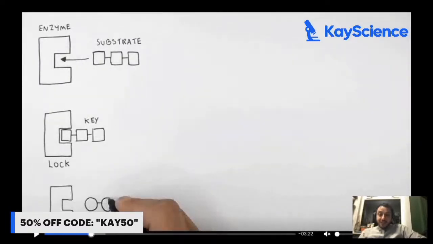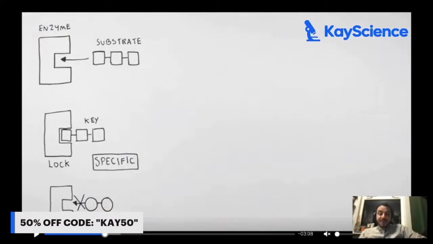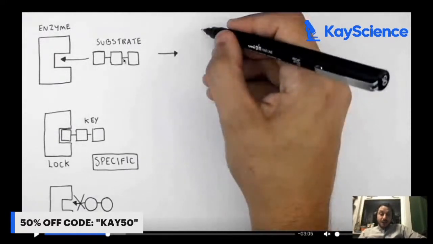If we show you this example here, this substrate is not complementary to this enzyme's active site. So the substrate will not bind the enzyme because the substrate is not specific to the active site of the enzyme. So the substrate must be specific to the active site of the enzyme. Let's go back to our example up here.